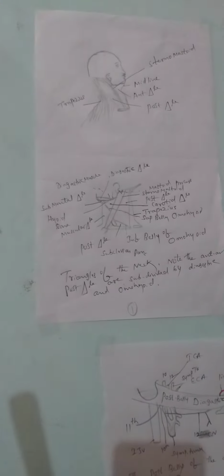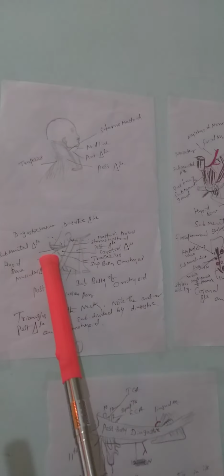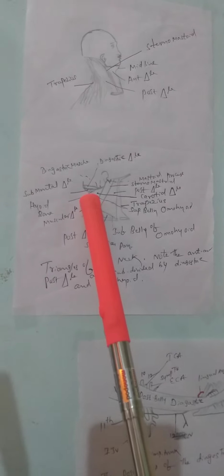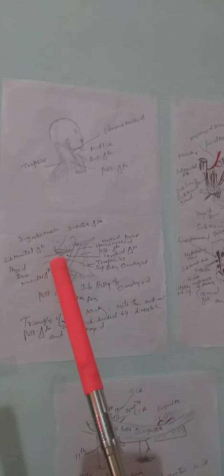Infrahyoid muscles are the ribbon-like muscles. They are the four muscles, nothing but the omohyoid, then the sternohyoid, thyrohyoid, and sternothyroid. These infrahyoid muscles are supplied by the ansa cervicalis.